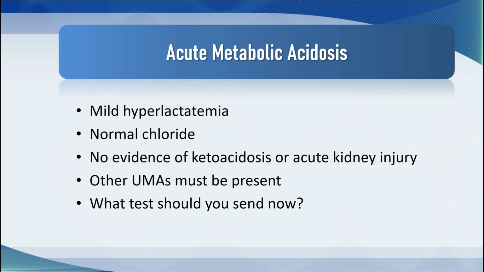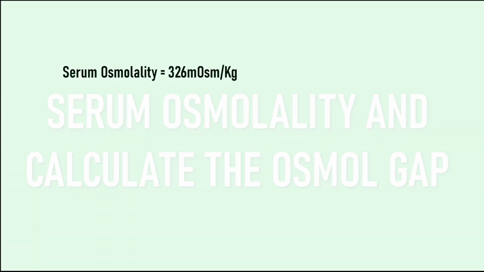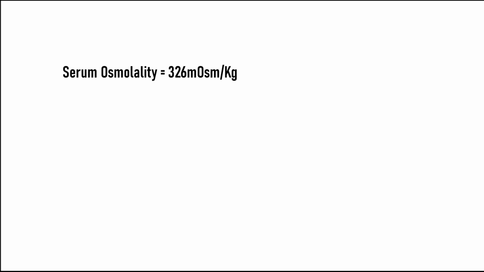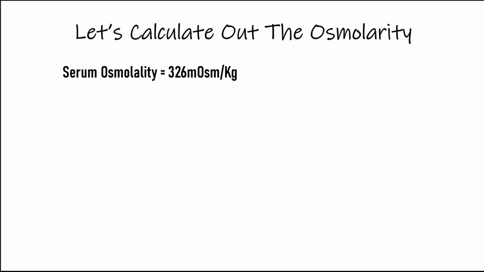In this setting, we do need to send another test, and that can be done on the chemistry sample that we've already sent. And that test is to check the serum osmolality. And then we can calculate out the osmol gap. Serum osmolality comes back at 326 milliosmoles per kilo. So let's calculate out the osmolarity.